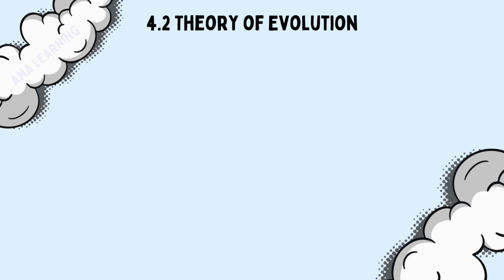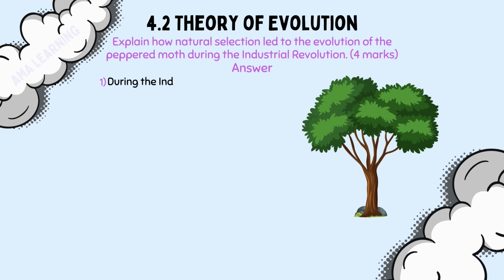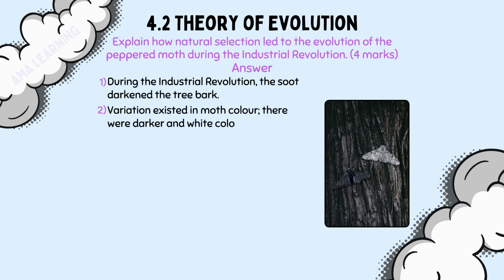Here is an exam-style question. Explain how natural selection led to the evolution of the peppered moth during the Industrial Revolution. 4 marks. This is a model answer. During the Industrial Revolution, the soot darkened the tree bark. Variation existed in moth color. There were darker and white-colored moths.